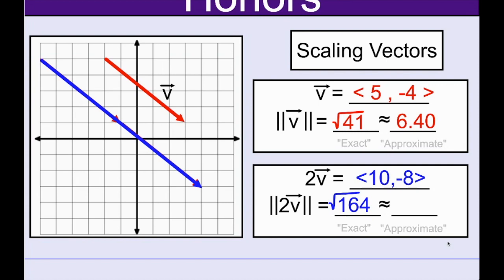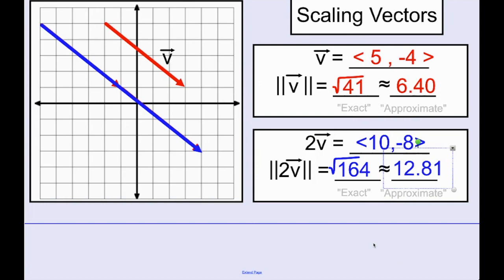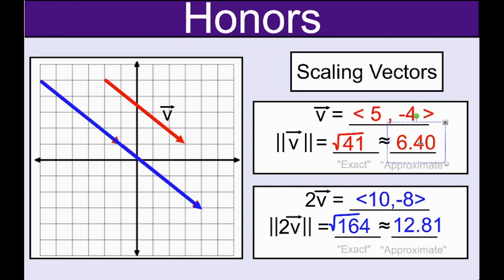So that might feel a little odd. How come it's not just 12.80? Well, the trick is you have to remember that we were rounding. And so, in some ways you kind of can just double this approximate number, but it's an approximation. So doubling it will give you a less clear approximation. So anyway, that's just a quick review about scaling vectors.